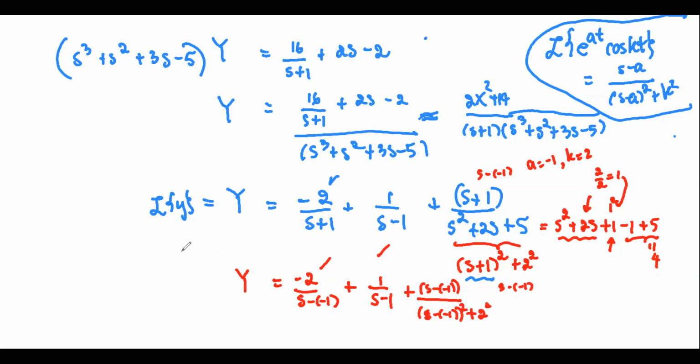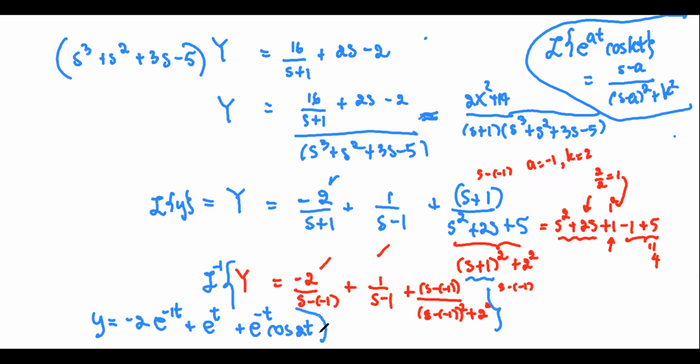And we're going to do the inverse Laplace of the whole thing and it comes out to be the small y, or the solution. So this is negative 2 times e to the negative 1 times t. Second is e to the power t. And the last is e to the negative t multiplied by the cosine of 2t as a solution.